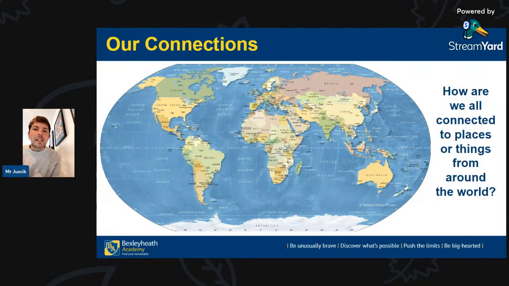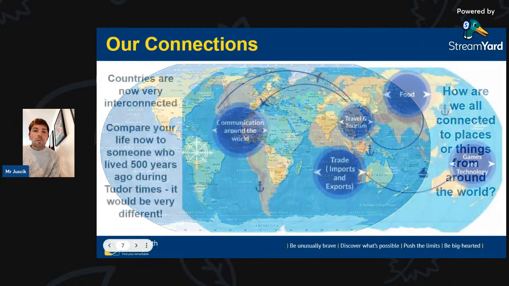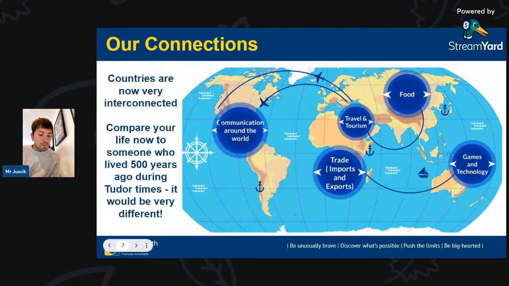And if Miss just clicks to the next slide for me, pretty much all of you have mentioned one of these answers. So basically, we are all connected to one another in some way. If you think about where we get our food from, a lot of our food can travel from various parts of the world. A lot of our tomatoes actually come from Spain. A lot of our mushrooms come from Poland. Many of our broccoli and green beans come from Africa, mostly Kenya, but sometimes Ethiopia as well.